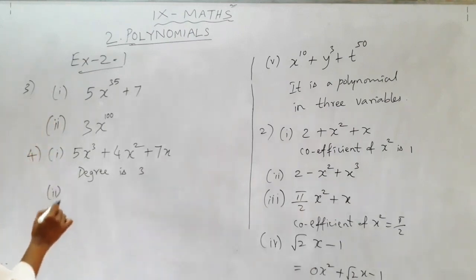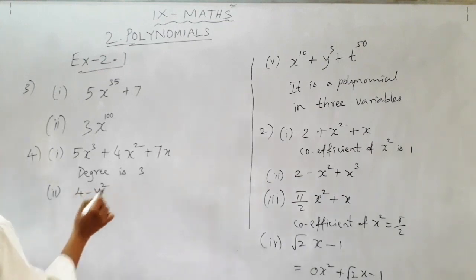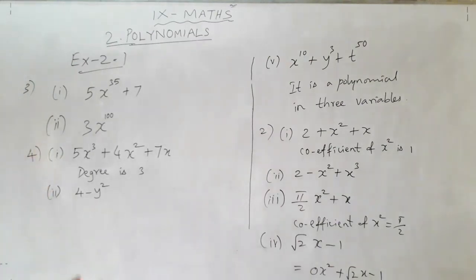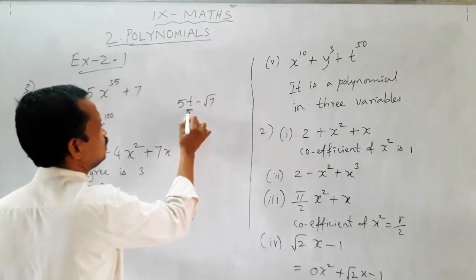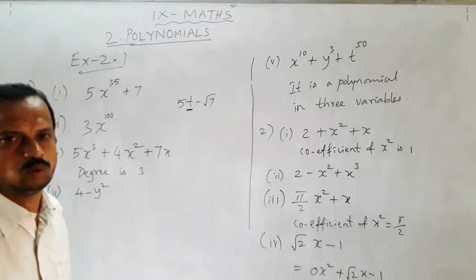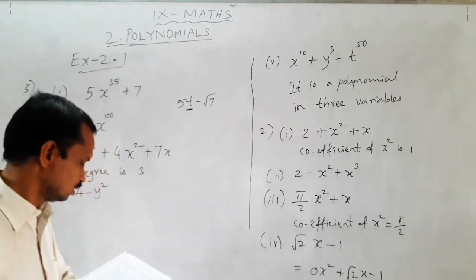Option 2: 4 minus y square. So the degree is 2 because the variable is y whose degree is 2. So the answer degree is 2. Clear? Like that we have to take it as a formula, very simple. And the next one, 5t minus root 7. So t is the variable whose degree is 1. So the answer degree is 1. Clear? The highest power of the variable t is 1.